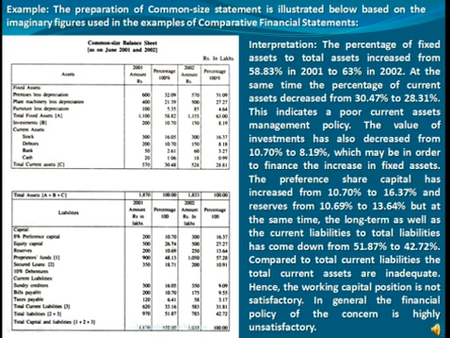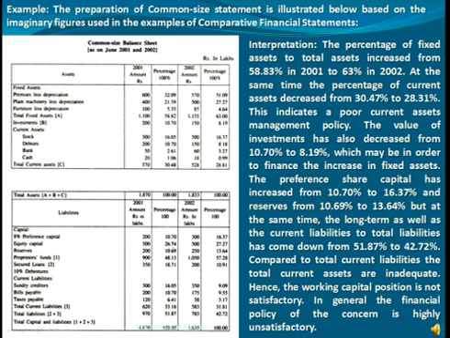The value of investments has also decreased from 10.70% to 8.19%, which may be in order to finance the increase in fixed assets. The preference share capital has increased from 10.70% to 16.37% and reserves from 10.69% to 13.64%, but at the same time, the long-term as well as the current liabilities to total liabilities has come down from 51.87% to 42.72%.